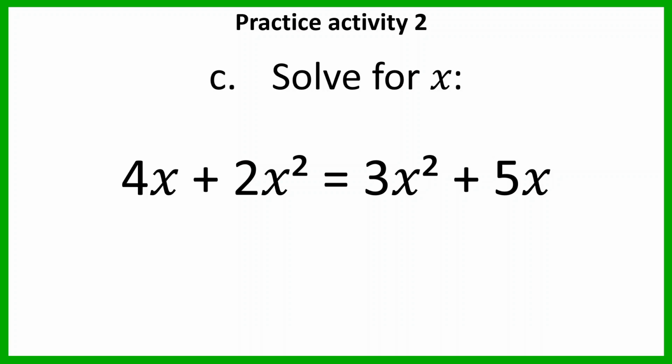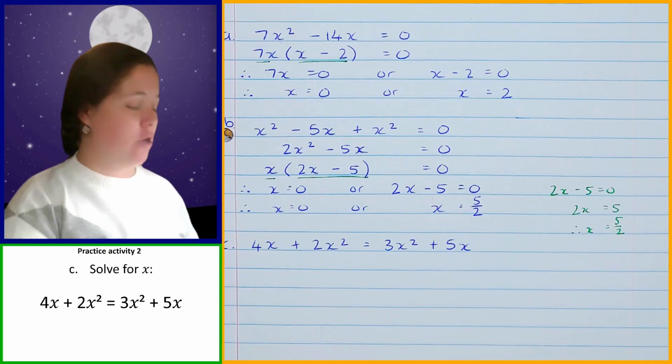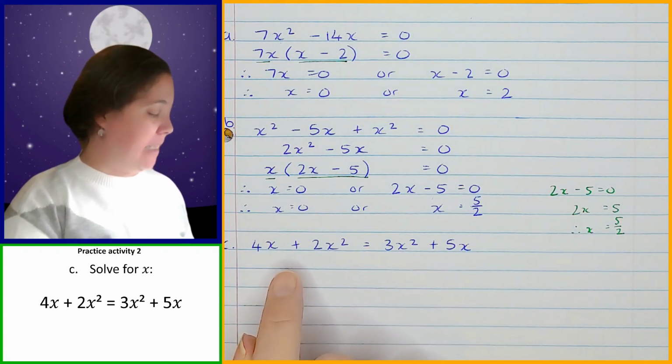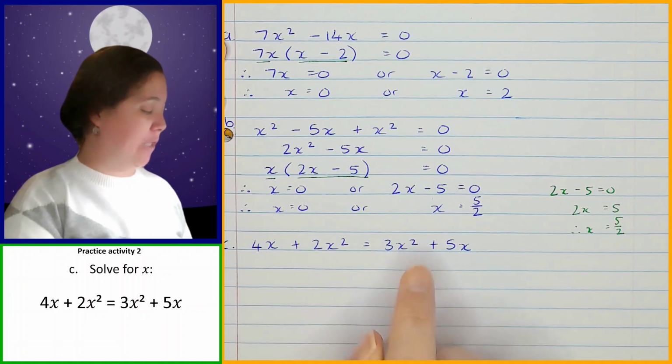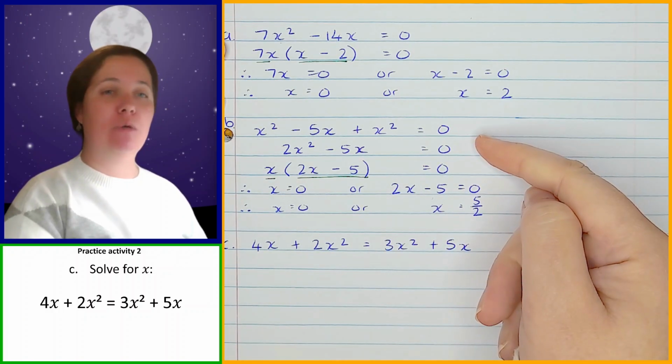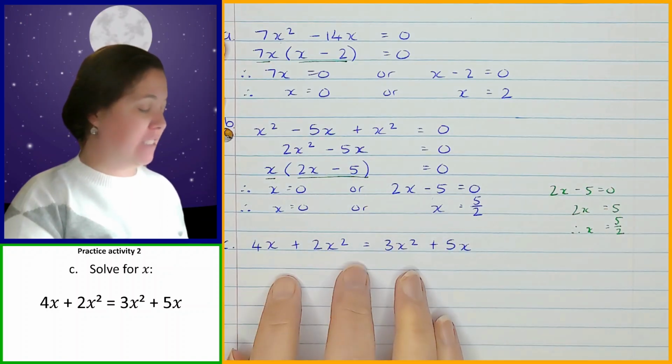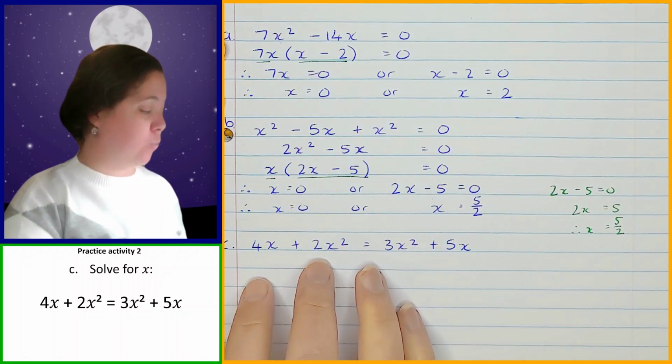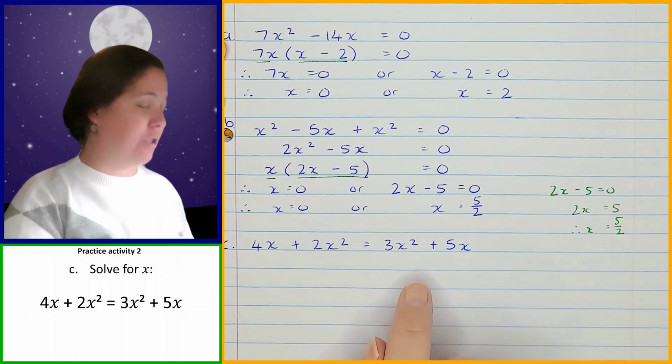Okay, so let's go through that question and see what you should have got. Right, so in this example over here, this is the first one that you've had to do where you haven't had a 0 already on the right hand side. In the previous two, it was already equal to 0 on the right hand side, but we're going to have to move the terms so that we have all of our terms on the left with a 0 on the right.